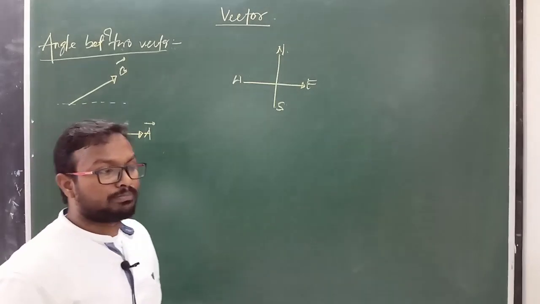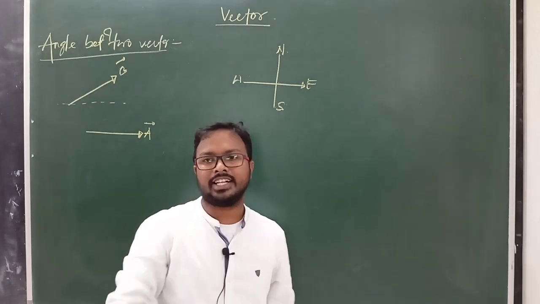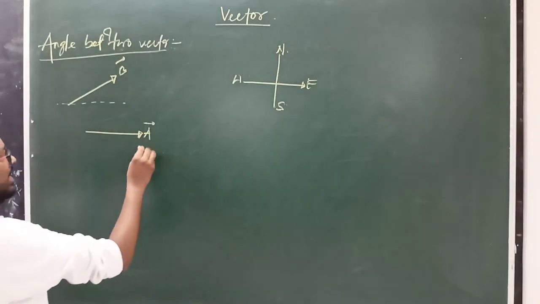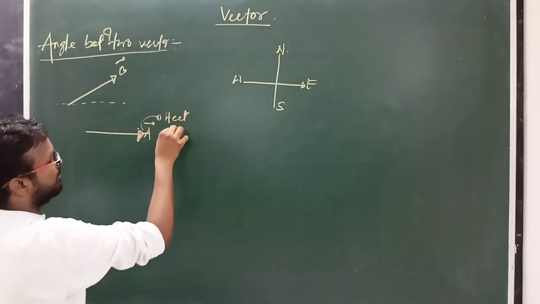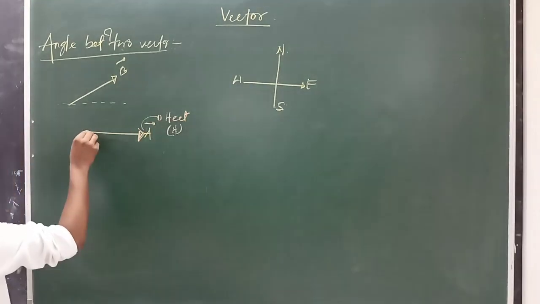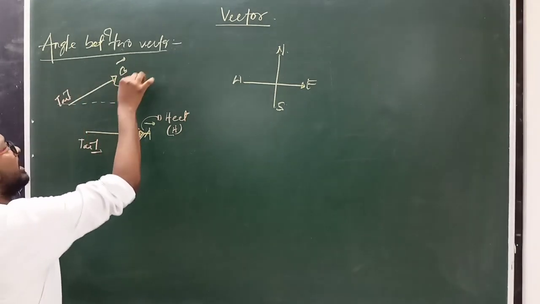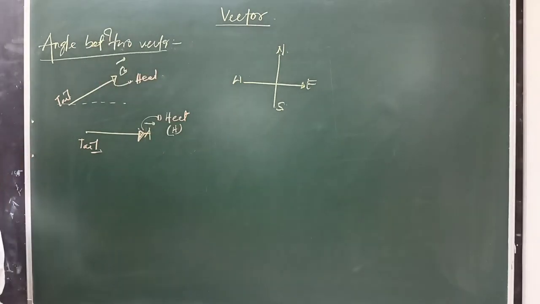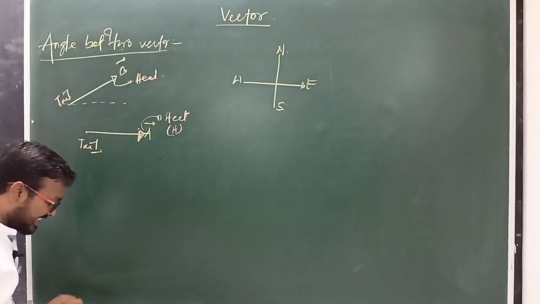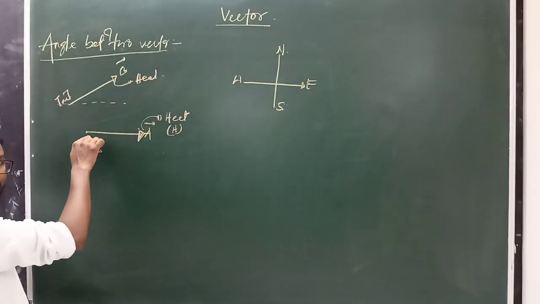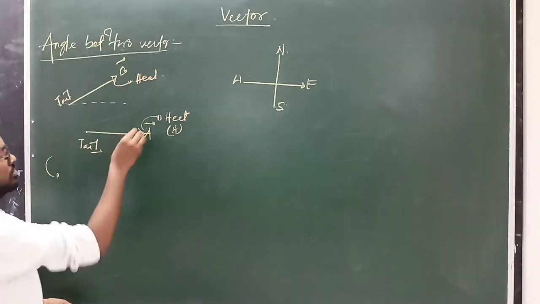First important thing to find the angle between two vectors: first you have to identify the tail and the head. Which point is the head? Here the arrow mark is treated as the head, and this point is known as the tail, and here also this point is the tail and this point is the head of vector A and vector B. Now to find the angle between two vectors, first you have to join tail to tail.